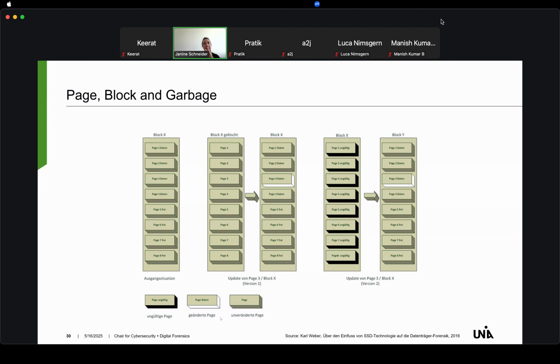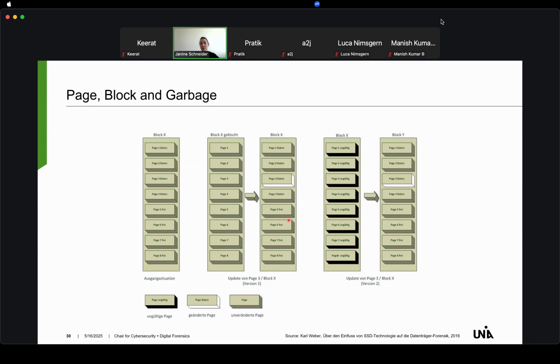Okay, let's walk through strategy 1 again. We have a block X. We want to update page 3. And in order to do so, we have to copy the entire block to the buffer, delete the block, and while we write the buffer data back to the block, we update page 3.